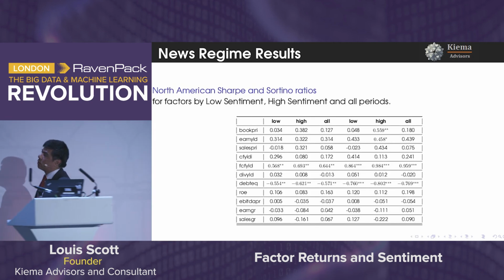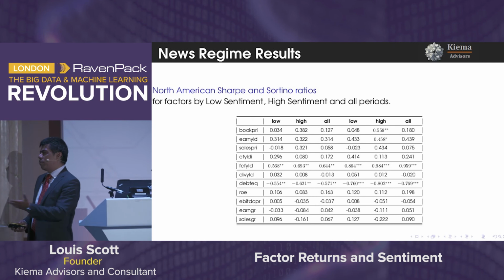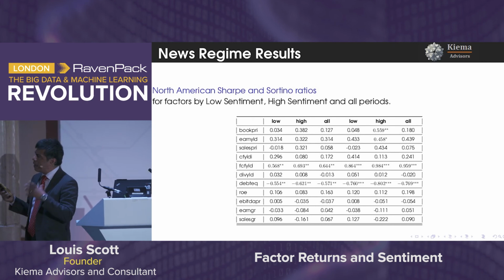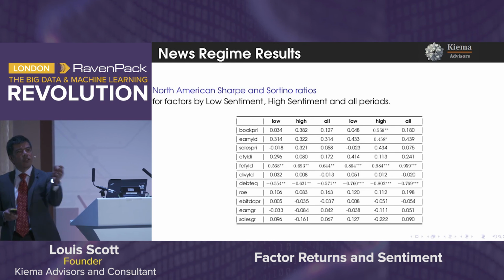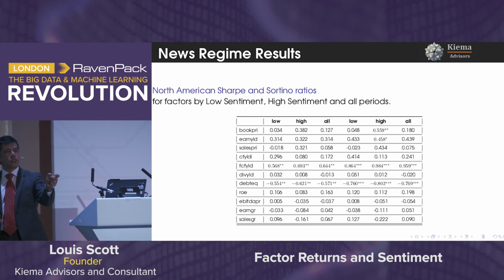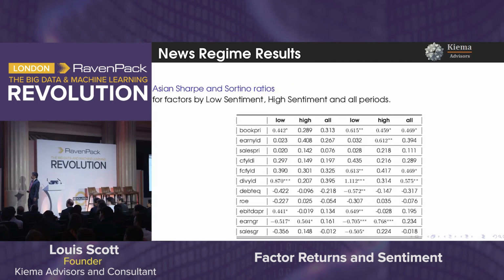North America, I won't belabor the point in the interest of time, but what I just told you rings true here. Individually, the numbers don't look great, but when you look at the spread between the Sortino ratios under low and positive sentiment, that really looks more dramatic. And Asia, remember, I skipped through the slide, but the monotonicity results for Asia were not good. And so you're not going to get water from a stone.